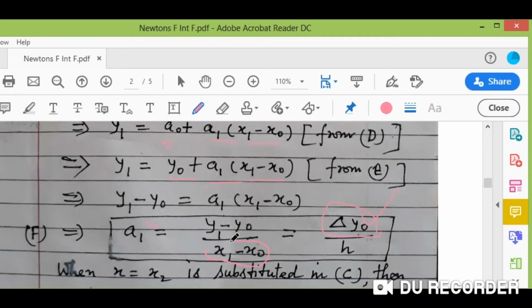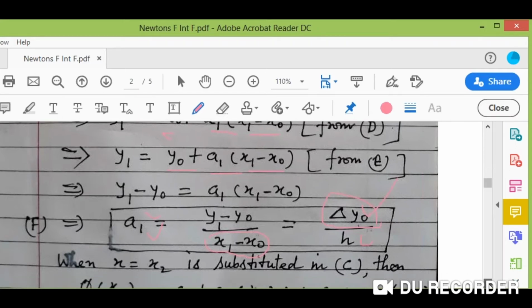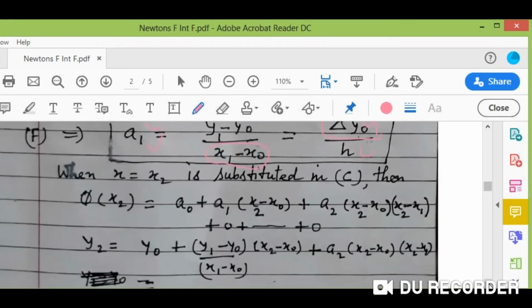This is a space or length that is known as h. So A1 has been obtained, A0 has been obtained. Similarly, x equal to x2 is substituted in C. What you get, this value, this value, this value, remaining things are zero.